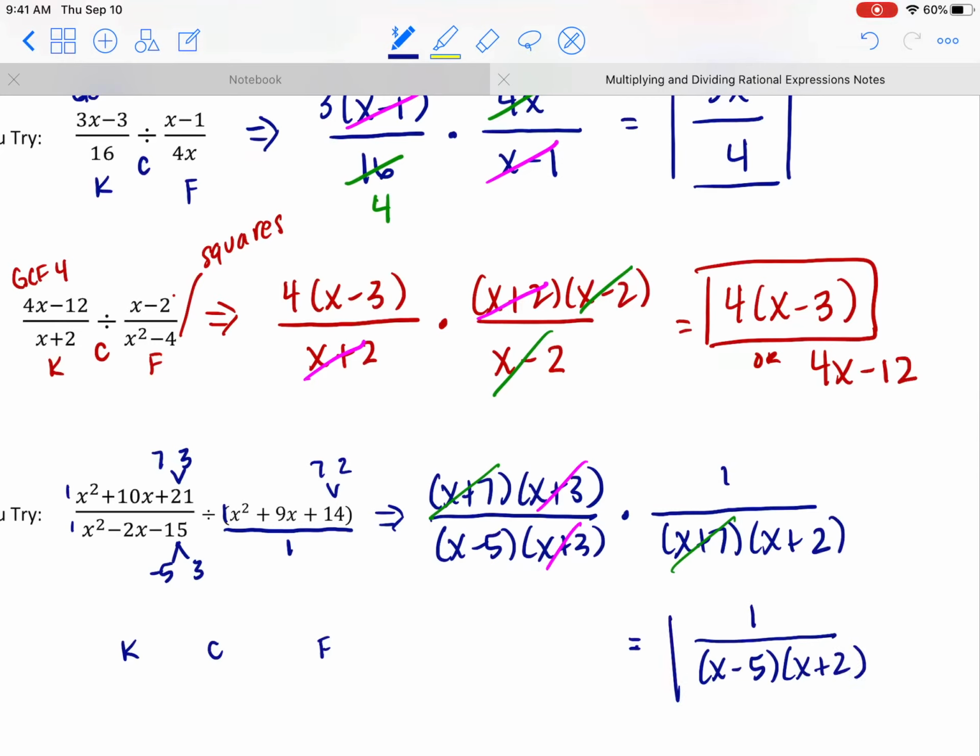And again, if you wanted to multiply that out and make your answer 1 over x squared minus 3x minus 10, that would be totally fine, but it's just unnecessary. It's like one more spot where you can make a mistake, so totally okay to leave that unmultiplied.